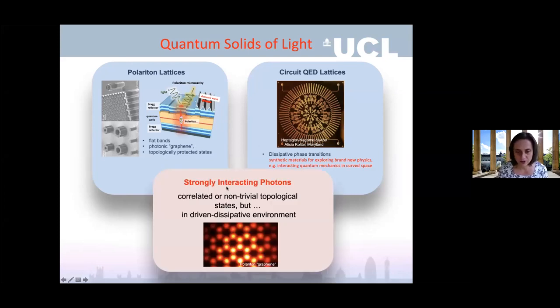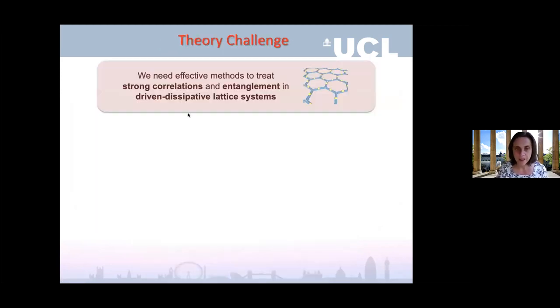So you can ask a question: how can we treat strongly interacting photons in the driven-dissipative environment? When drive and dissipation have to be treated on an equal footing with interactions, and if we want to go to larger systems, to the thermodynamic limit, to look at many-body phenomena, we know that exact diagonalizations or any exact methods will not work. So we need effective methods for strong correlations and entanglement, but in driven-dissipative lattice systems. And those are very relevant questions for current experimental platforms looking at light-matter interactions.